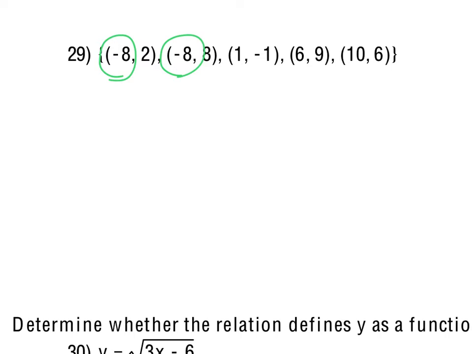It creates problems. So it doesn't function well when your relation has more than one output for any given input. So this is not a function, again, because we have that input of -8 has more than one output. It doesn't matter that the 1, 6, and 10 work just fine. All that matters is that the -8 does not.